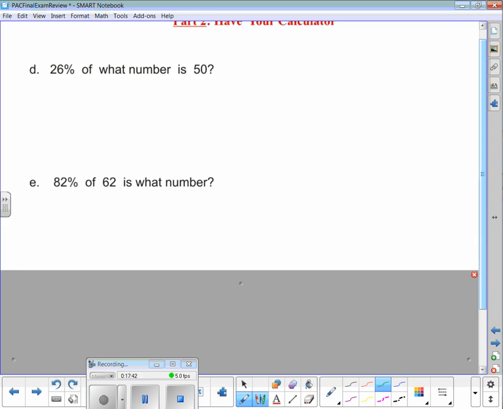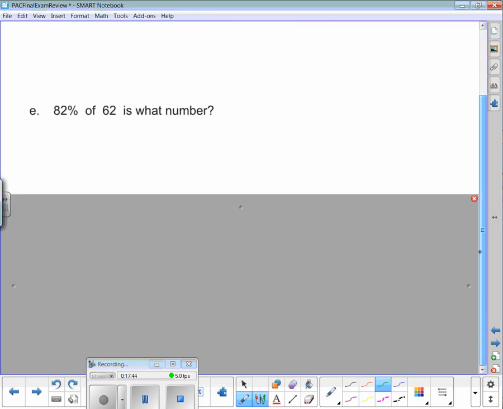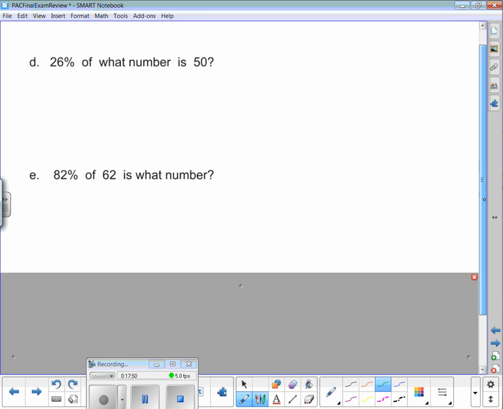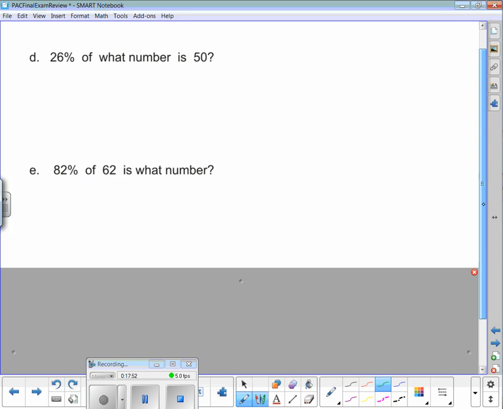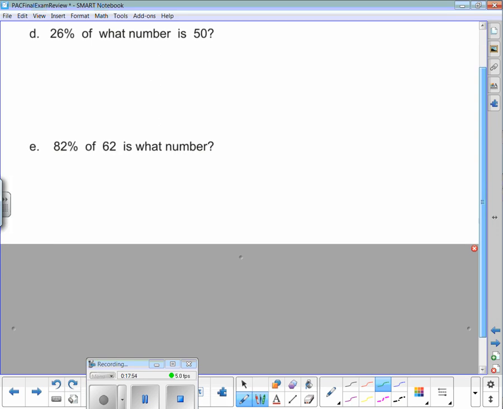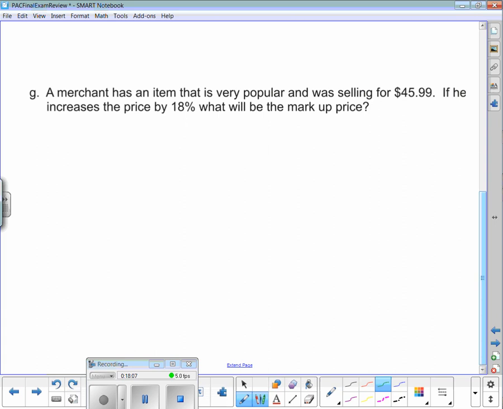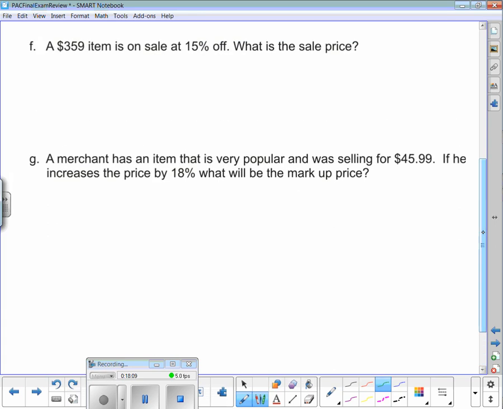All right, so we've already done examples of these. For time's sake, let's skip D and E. Let's go to F and G. Do F and do G.